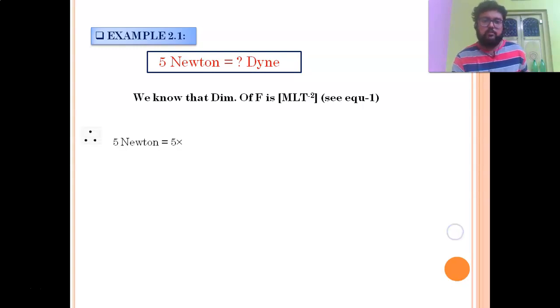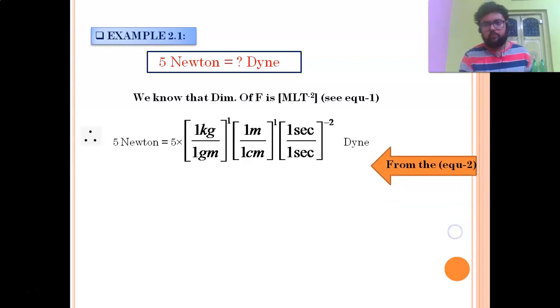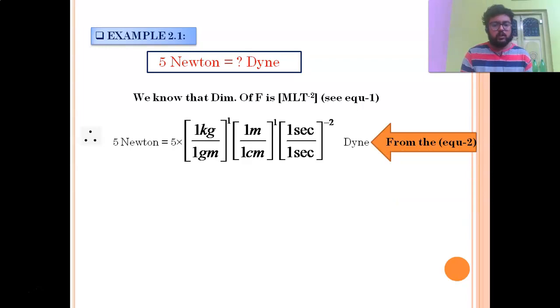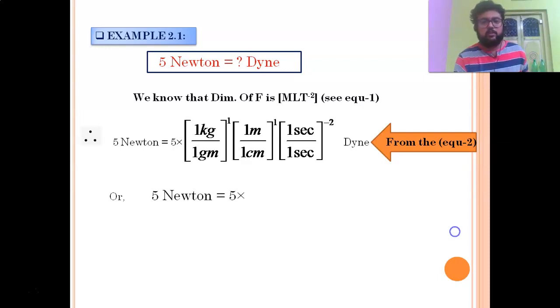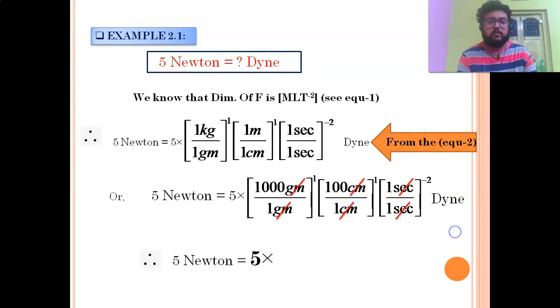Therefore 5 Newton is equal to 5 into 1 kg by 1 gram, 1 meter per 1 centimeter, 1 second per 1 second, whole to the power minus 2, dyne. This we can obtain from equation 2. Now we can represent the kg and meter in terms of the corresponding gram and centimeter. Therefore we can have this. Here we can eliminate gram, centimeter and second, and we can multiply 1000 by 100, and we finally find that 5 Newton is equal to 5 into 10 to the power 5 dyne.